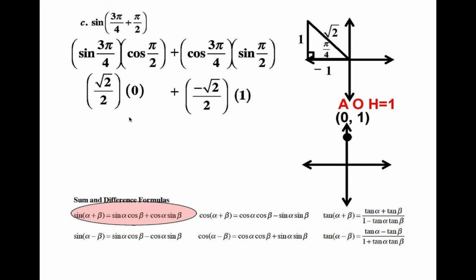Multiply before you add, doing PEMDAS here. So this times 0 is just 0, plus negative root 2 over 2 times 1 is negative root 2 over 2. Adding that to 0, you get negative root 2 over 2.